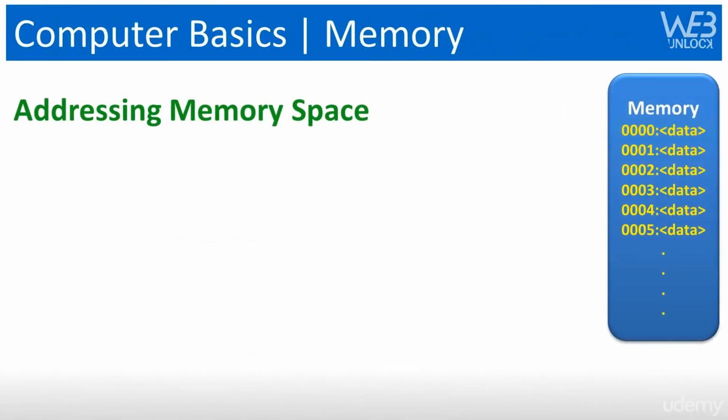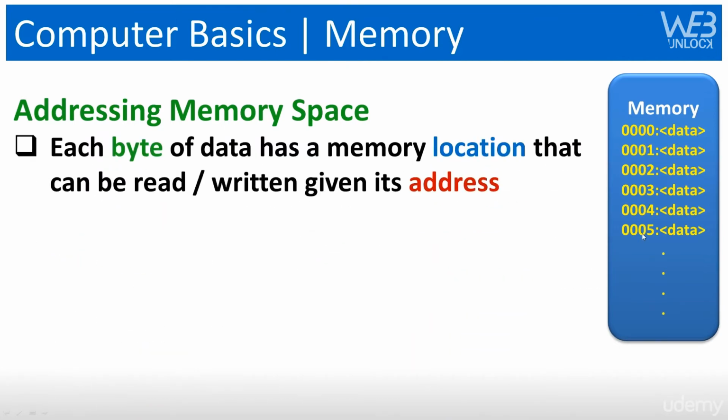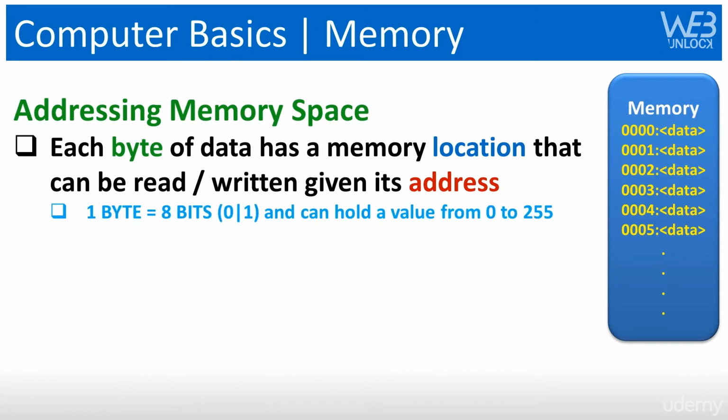Alright, now we want to talk about an important subject, which is addressing memory space. In the addressing memory space, as you can see in this diagram here, each data element has an address. Each byte of data has a memory location that can be read or written to given its address. A byte is 8 bits of data, a bit is either 0 or 1, and a single byte can hold a value from 0 to 255. Now a byte can be signed or unsigned, but we can skip all those details for now and focus on it when the time is right in a future lecture.